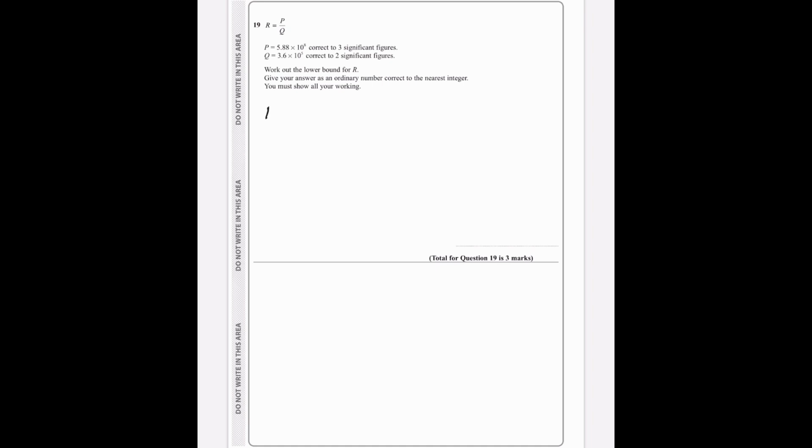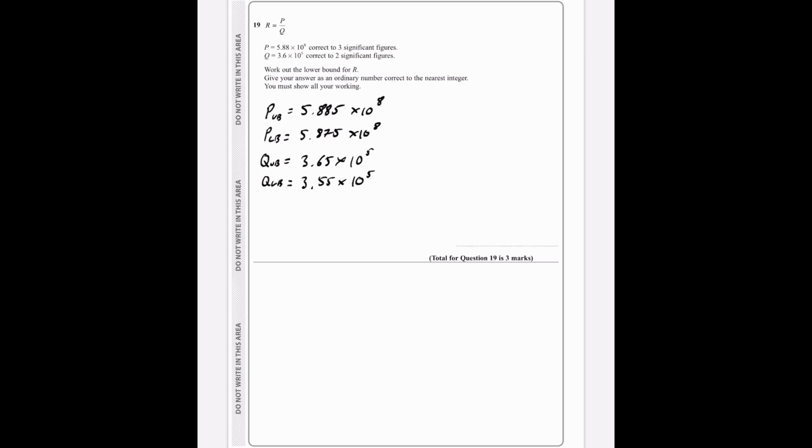For 19, the upper and lower bounds question. So the upper bound of P is going to be 5.885 times 10 to the 8. The lower bound of P will be 5.875 times 10 to the 8. The upper bound of Q will be 3.65 times 10 to the 5. And the lower bound of Q will be 3.55 times 10 to the 5.